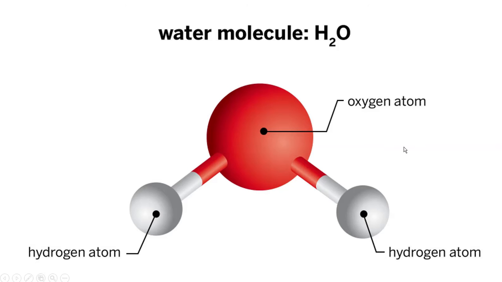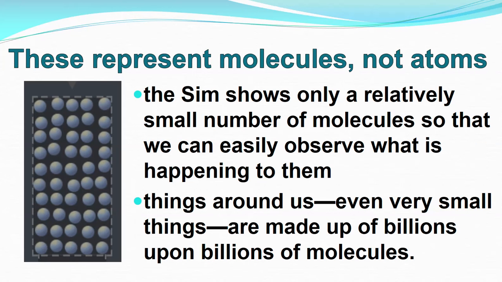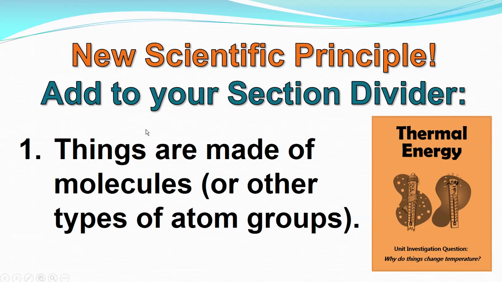But the thing that we need to understand for this unit is just that molecules make up everything, and all objects are made of them. The things around us, even very small things, are made of billions and billions of molecules. We can't see them, but the sim has made them very large so that we can observe what's happening to them. So the first scientific principle to add to the section divider in this unit was: things are made of molecules or other types of atom groups.